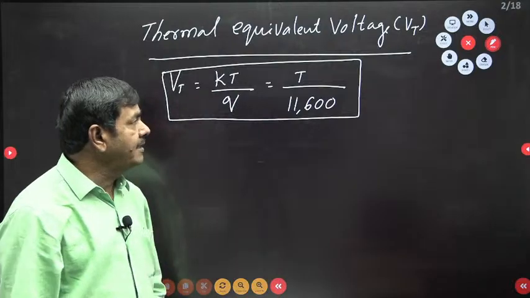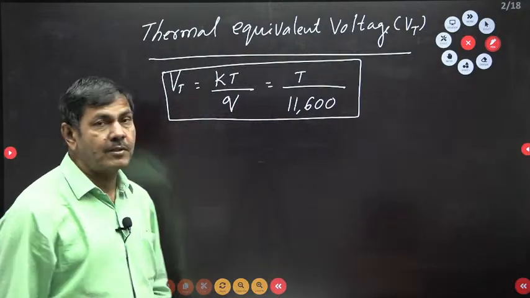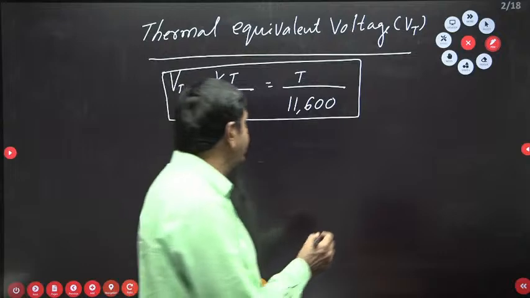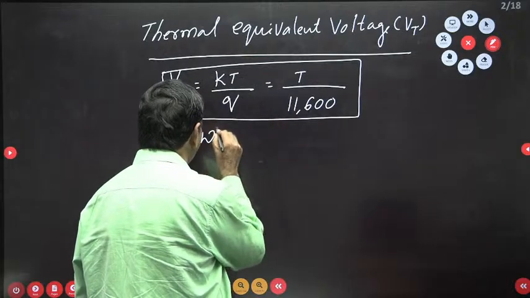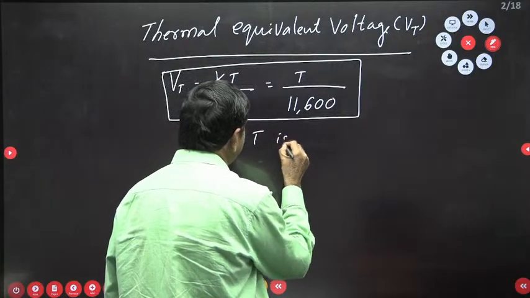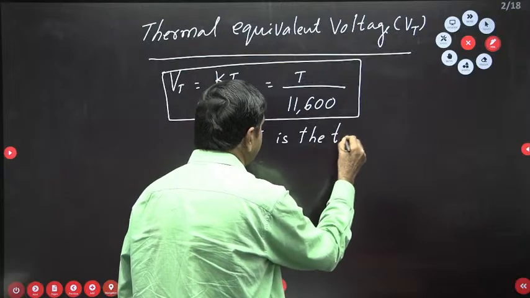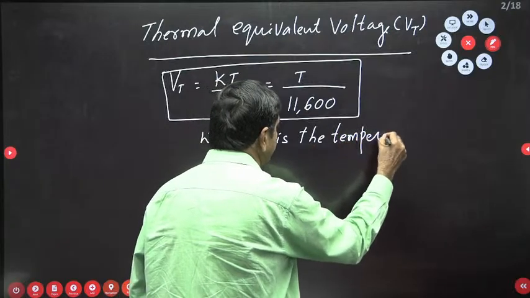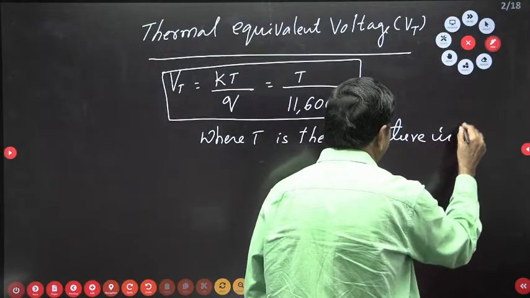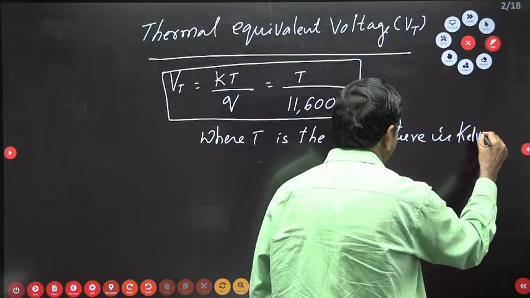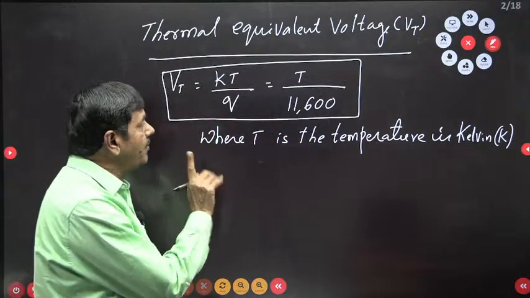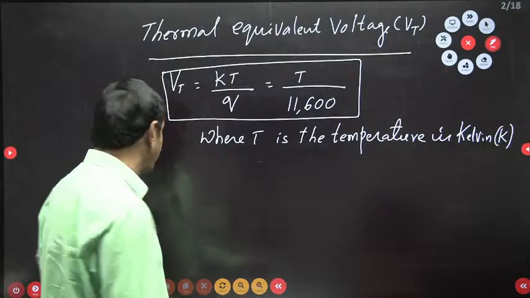In the problem you will be given T equal to 300 Kelvin, Vt equal to how much? Or T equal to 400 Kelvin, you need to find the Vt value, where T is the temperature in Kelvin. Kelvin only you must take. So this formula is very important, you must remember.